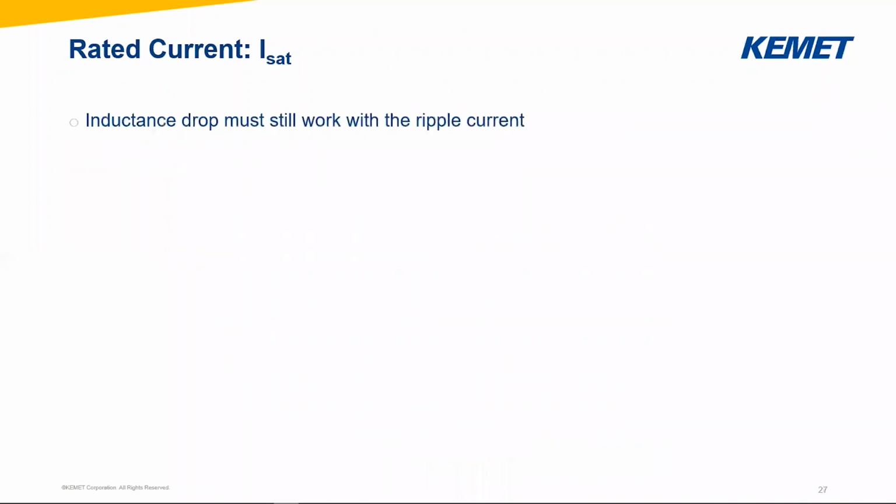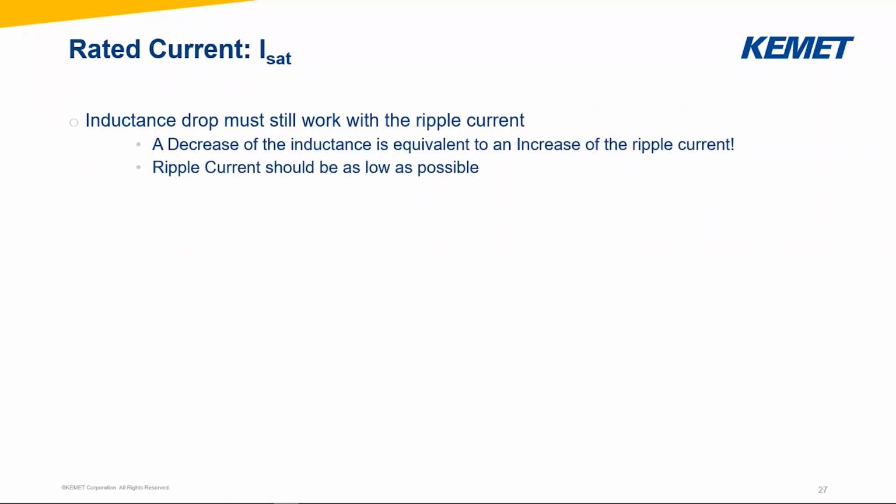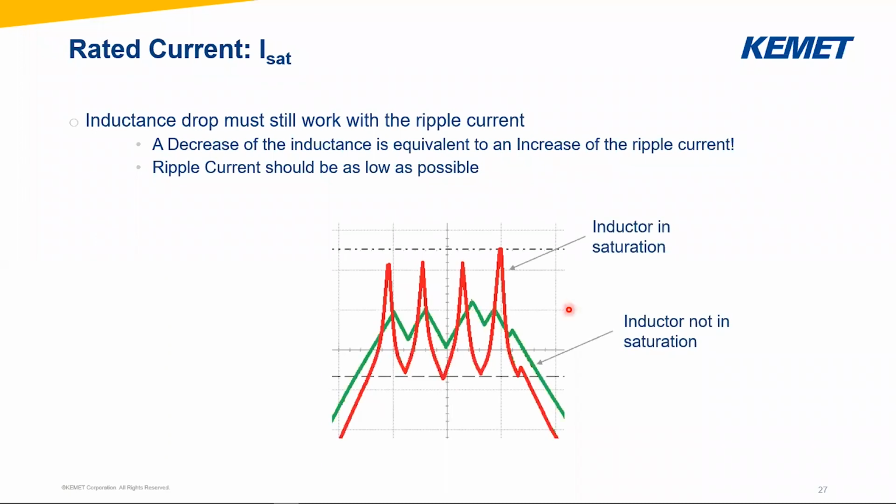So as a summary, I can say the inductance drop must still work with a ripple current. A decrease of inductance is equivalent to an increase of the ripple current. But the ripple current should be as low as possible, because when my inductor goes into saturation, I will have negative impacts on my efficiency finally.